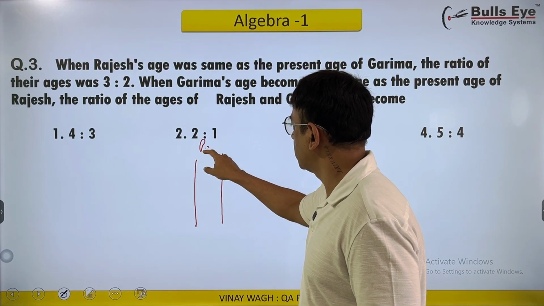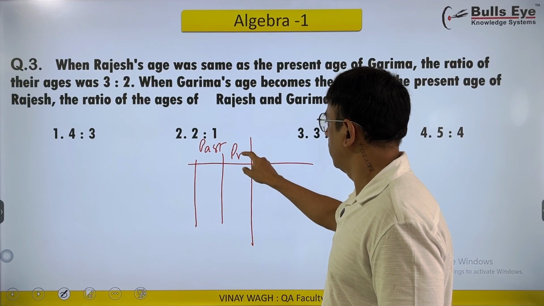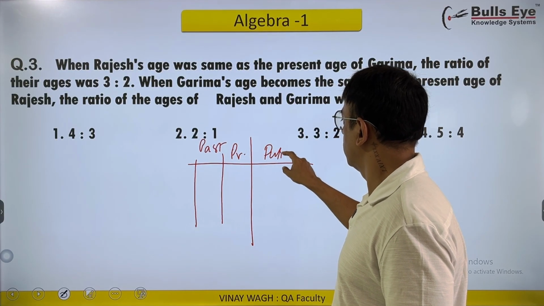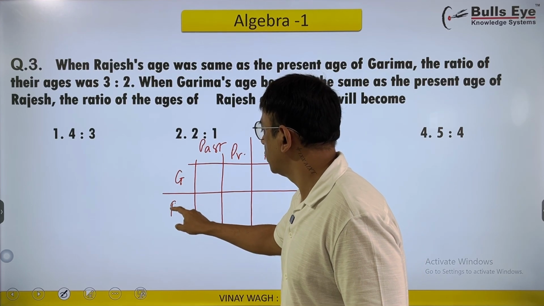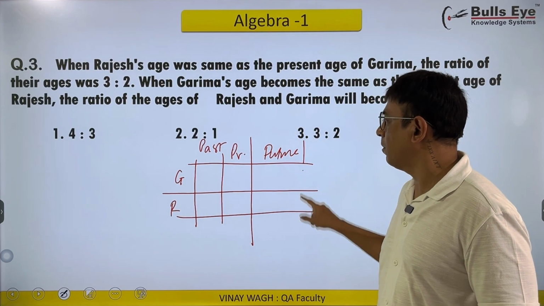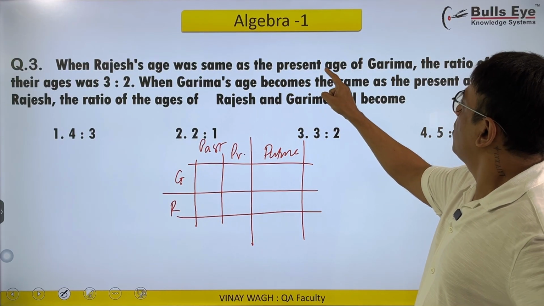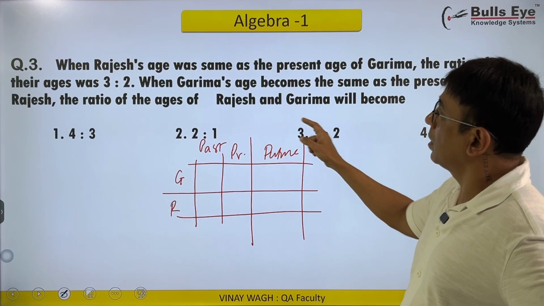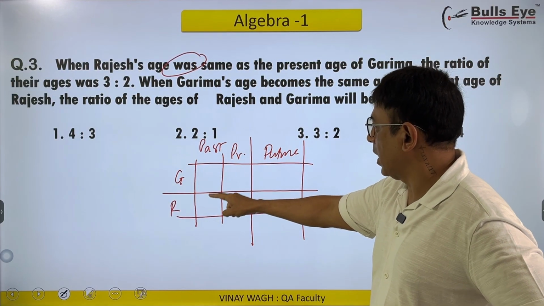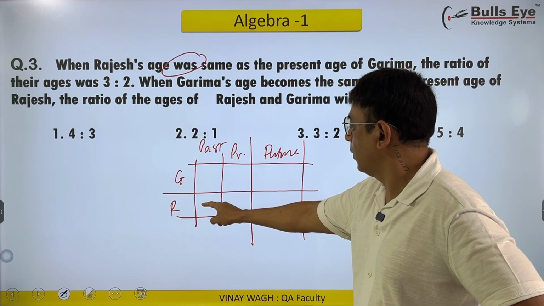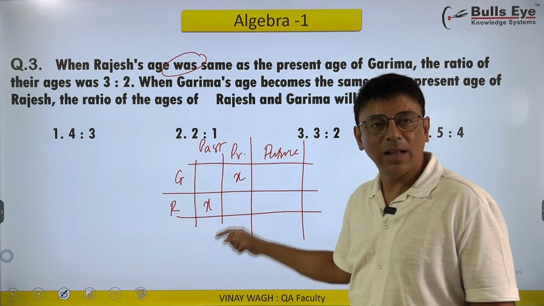Let's say this is past, this is present, and this is future. And this is Garima, and who is the other fellow? Rajesh. That's it. If you can fill this up, I think we are done. First line, when Rajesh's age was same as the present age of Garima. Rajesh's age was, that's past tense. Rajesh is here, past is here. So this is same as the present age of Garima. So I'm taking it as x.